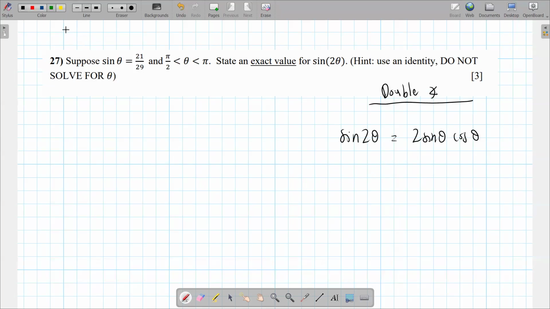For cosine, there are 3 different formulas. Let's not get into it. This question is asking us for sine. So how would you approach this problem? It says state an exact value. What they're telling you is put your calculator away. It's not going to help you for this problem, is what that means.